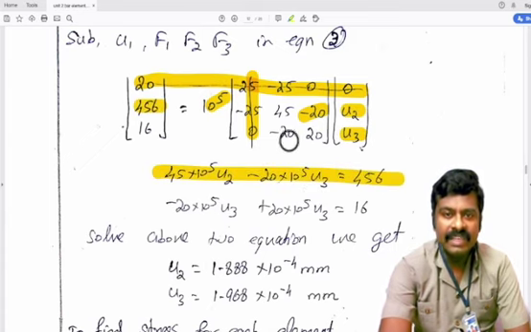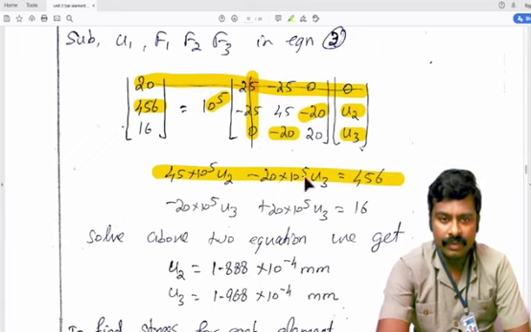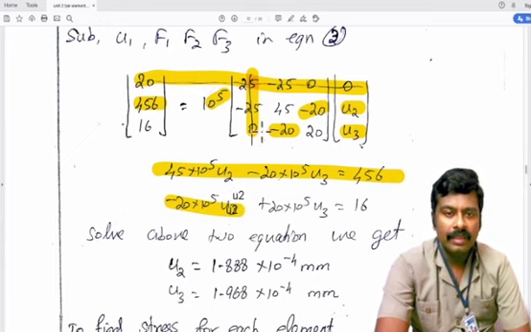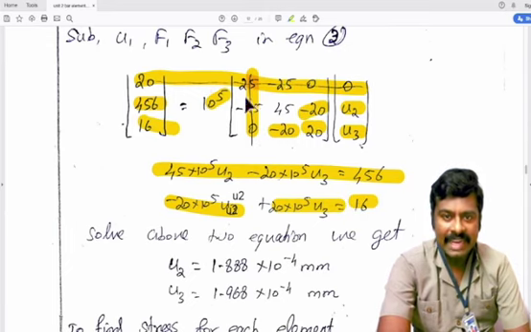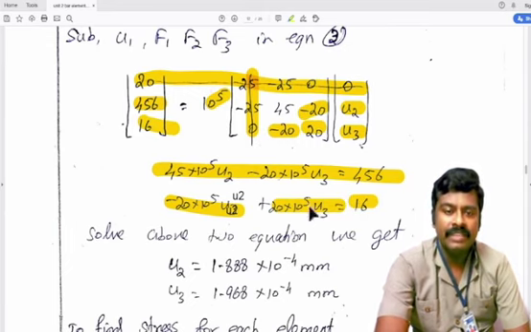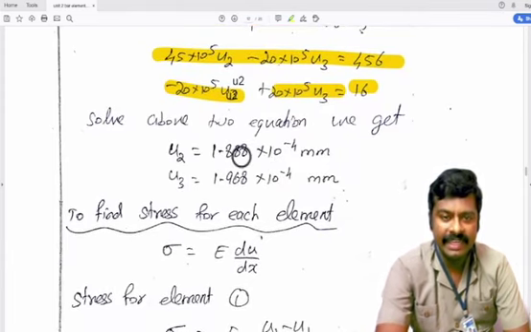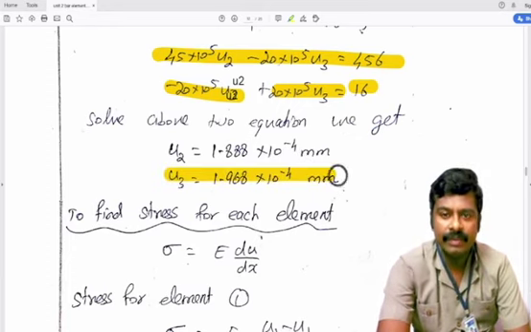456. Second equation, minus 20 into 10 raised to 5 into U2. This one is U2. Therefore, 20 into 10 raised to 5 U3 equal to 16. So, transform the matrix form into simultaneous form and solve this equation. The value yields U2 equal to 1.888 into 10 raised to minus 4 mm. U3 equal to 1.968 into 10 raised to minus 4 mm.